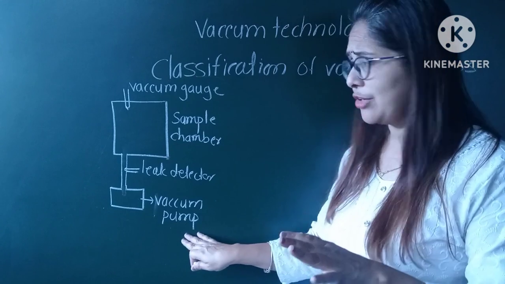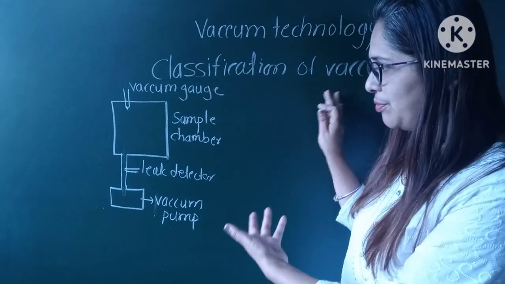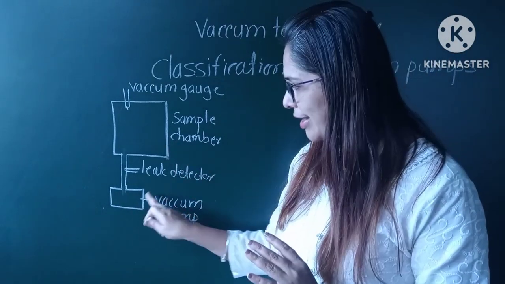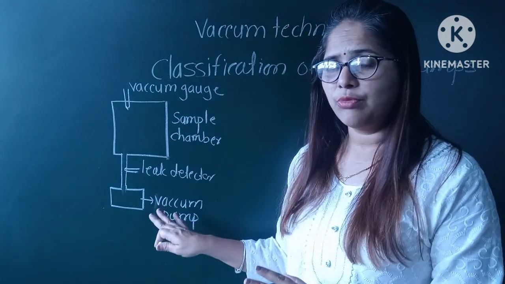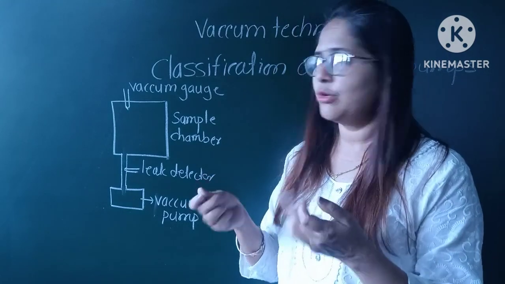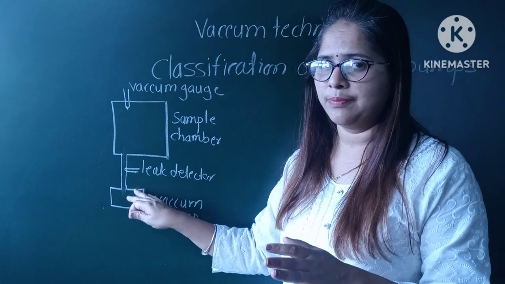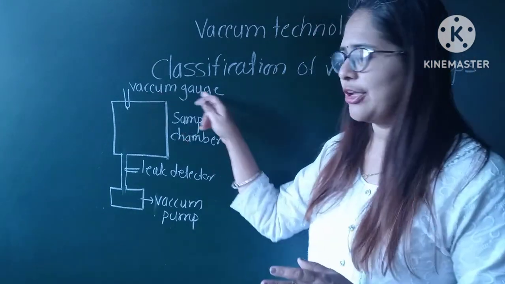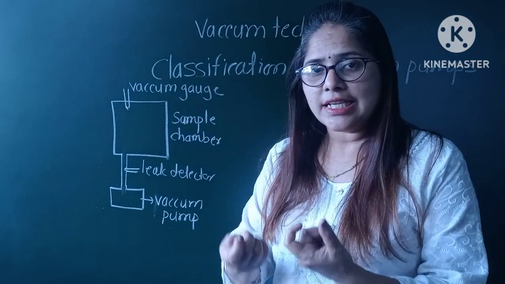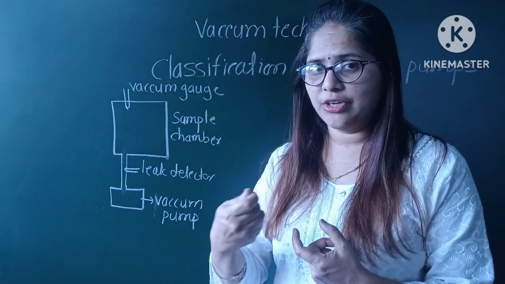There are a large number of vacuum pumps, and we are going to see their classification within just a few minutes. So first, vacuum technology consists of a vacuum pump. The purpose of the vacuum pump is to generate the vacuum, or to remove the air molecules from this sample chamber. The second element is a vacuum gauge. This vacuum gauge checks whether the expected vacuum has been generated or not.